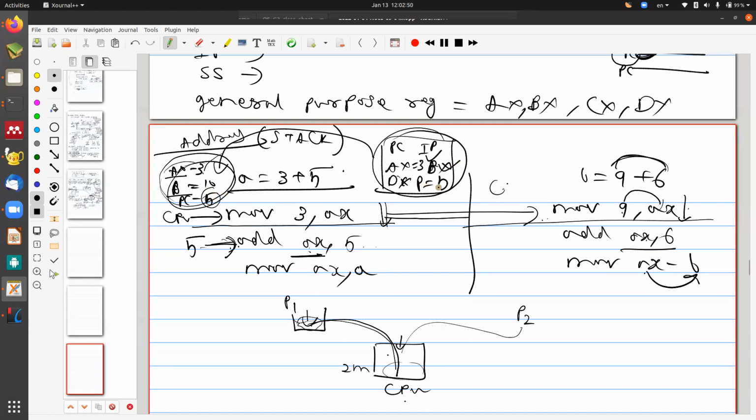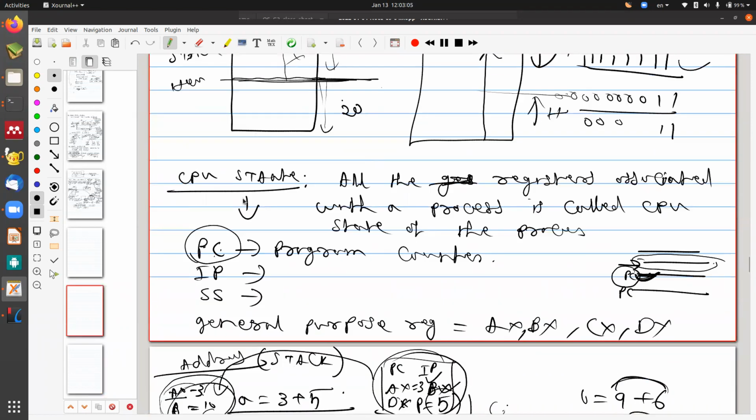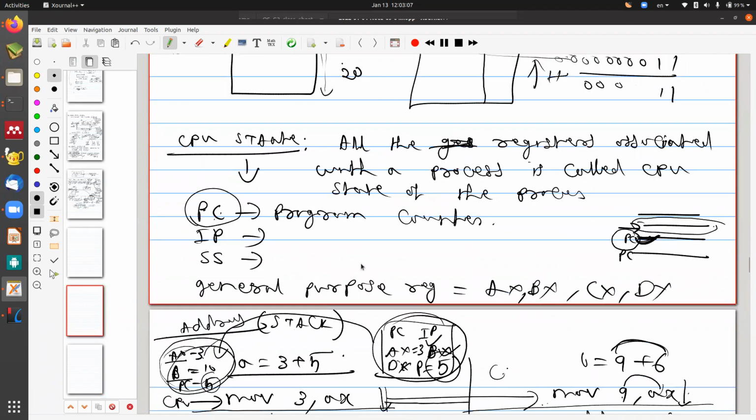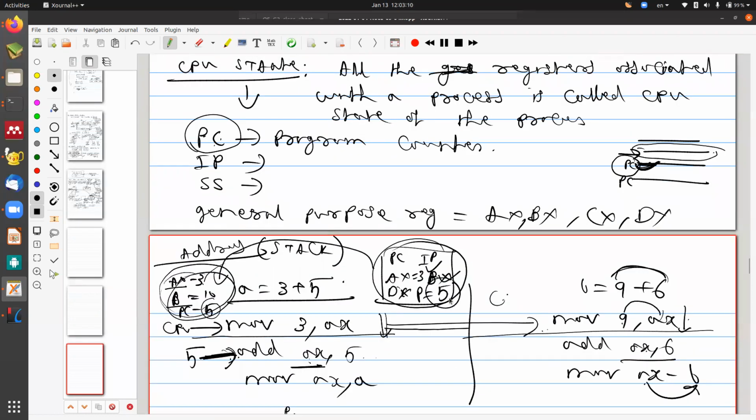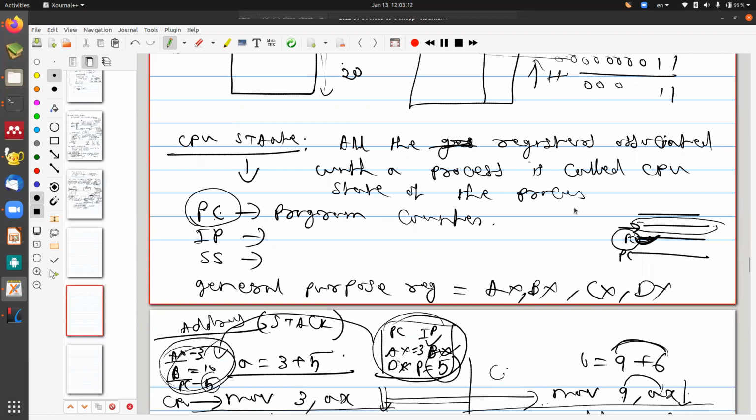When PC is loaded with 5, will it start from this instruction, or will it start from the previous instruction? This instruction. Are you getting my point? So this information itself is called the CPU state. Understood? Yes, the registers associated with the process are basically called the CPU state. Meaning the values present in those registers associated with a particular process are called the CPU state.